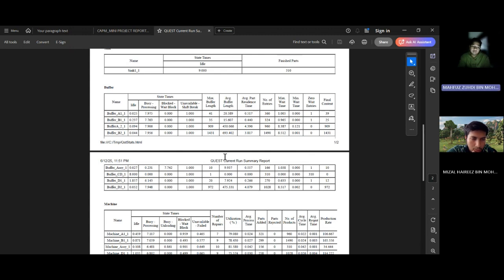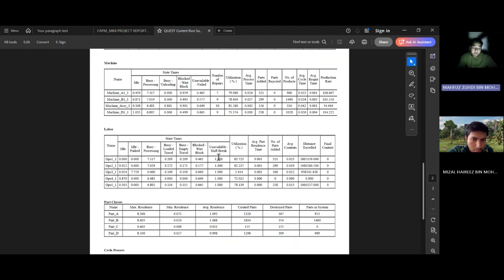So for the problem identification and root cause, firstly, we look at the labor misallocation analysis. OPS3's extreme underutilization represents wasted human resource and poor job design. While other operators, OPS1 at 83.72% and OPS2 at 82.24%, were optimally utilized, OPS3 was essentially idle. This suggests either inappropriate task assignment or a fundamental process design flaw.